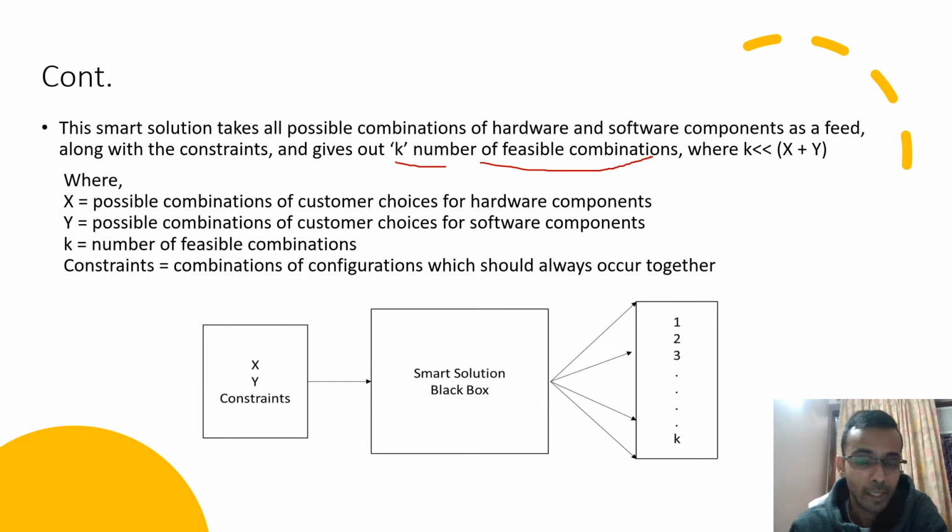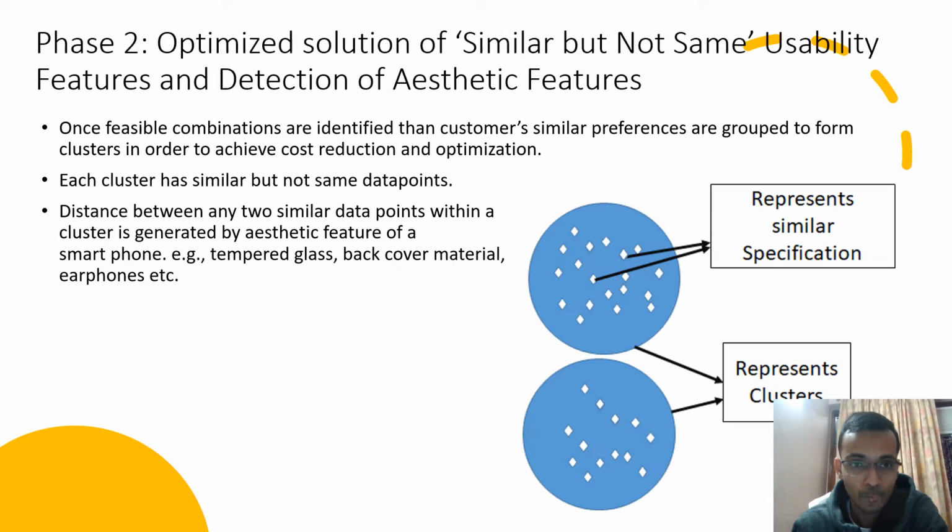This is done automatically, so that we get a final output where we have all the possible feasible combinations of the hardware and the software without manual intervention. So this is all about phase one. Now moving on to the next phase, that is phase two. Here it talks about optimized solution of similar but not same usability features and detection of aesthetic features.